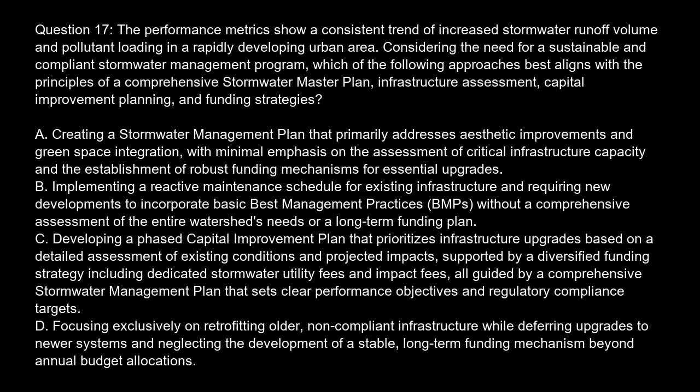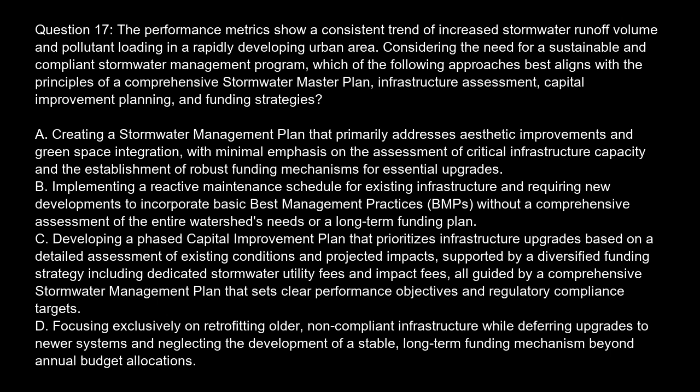Option A. Creating a stormwater management plan that primarily addresses aesthetic improvements and green space integration, with minimal emphasis on the assessment of critical infrastructure capacity and the establishment of robust funding mechanisms for essential upgrades. Option B. Implementing a reactive maintenance schedule for existing infrastructure and requiring new developments to incorporate basic best management practices, BMP, without a comprehensive assessment of the entire watershed's needs or a long-term funding plan.